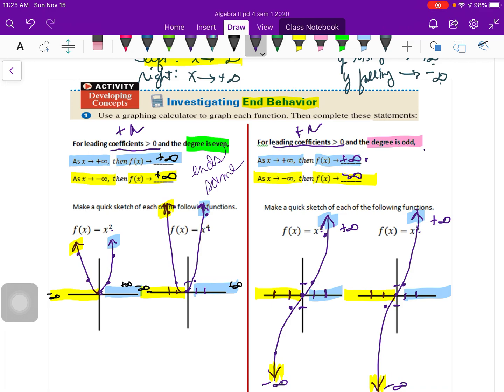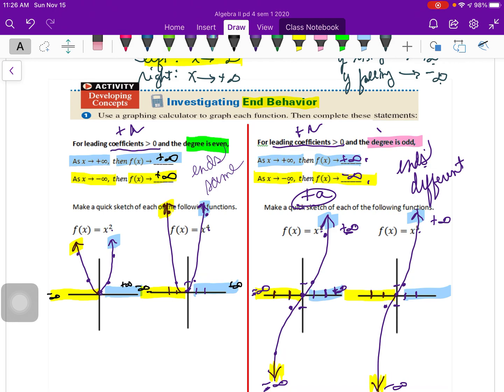So notice that my ends are different on an odd degree. As the x's go negative, the y's go negative. Negative, negative makes that a positive a. As the x's go positive, the y's go positive. So positive, positive also makes that a positive a, no matter which graph we were on.